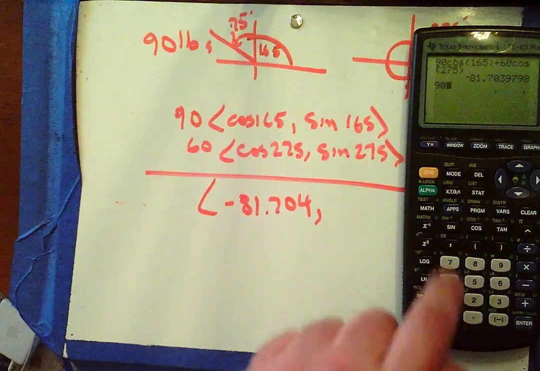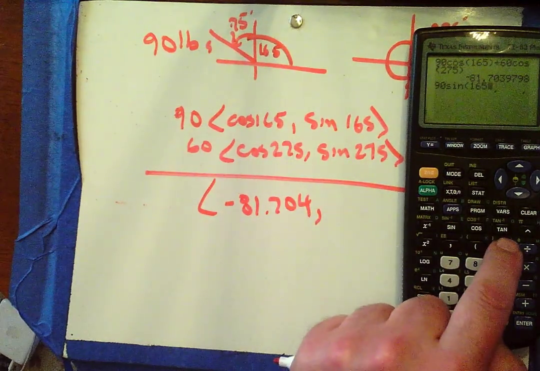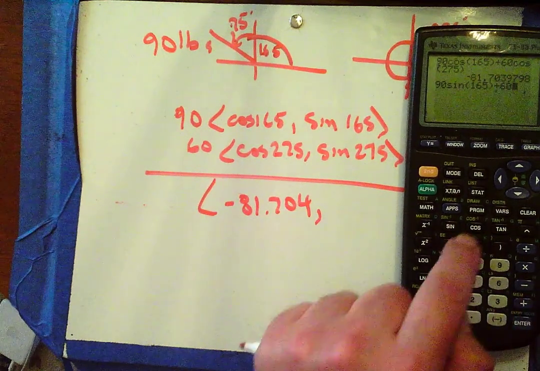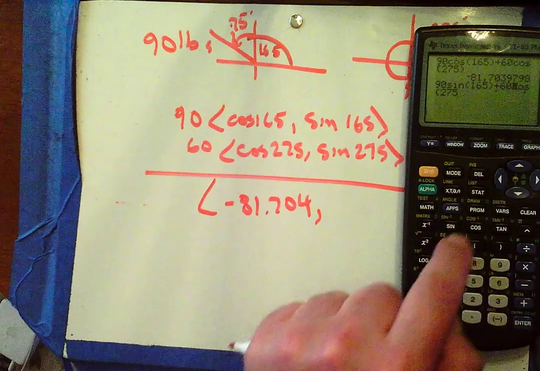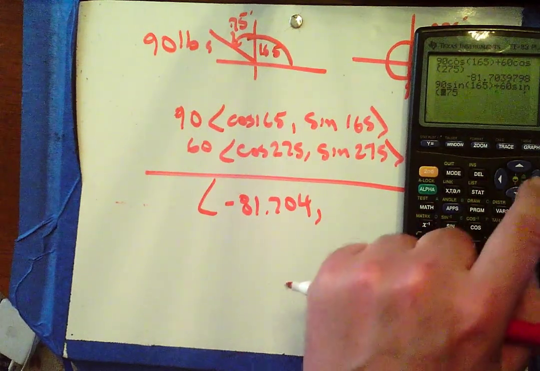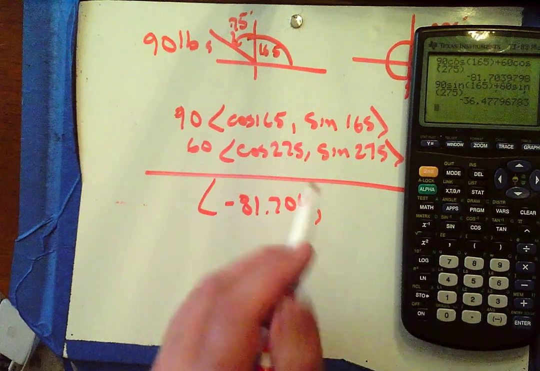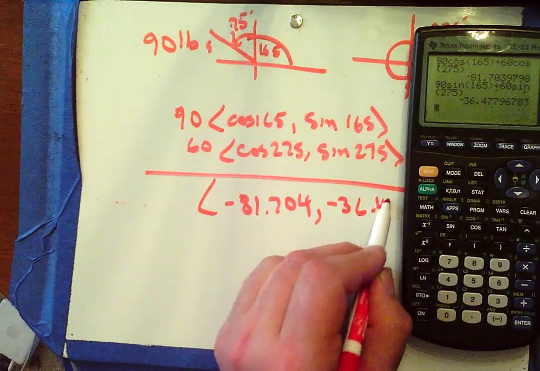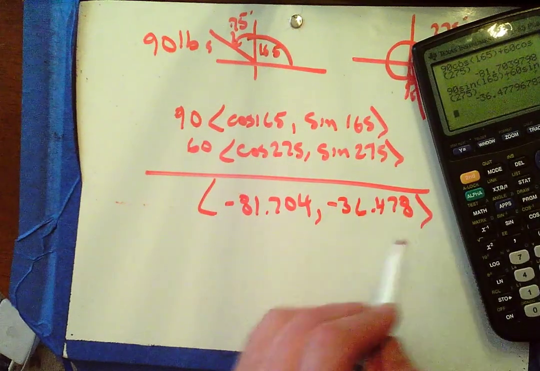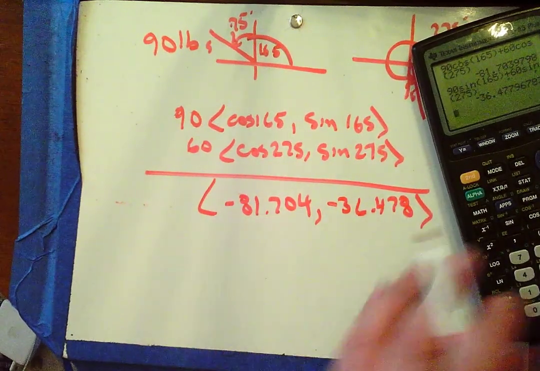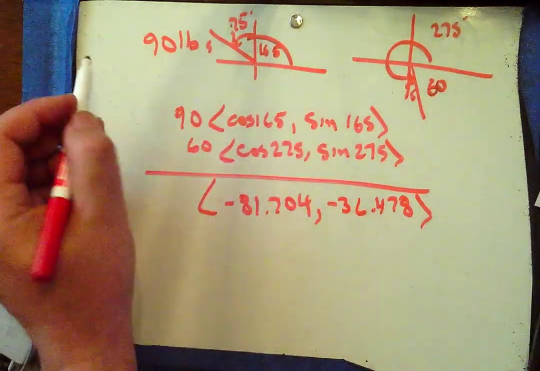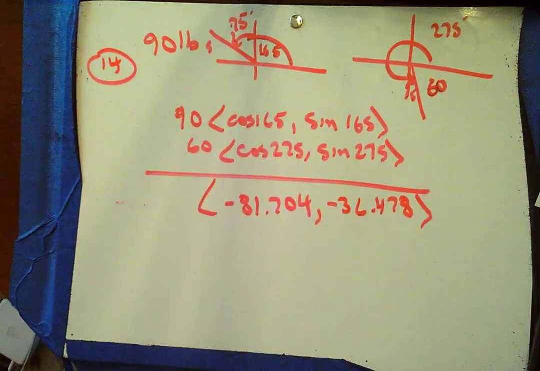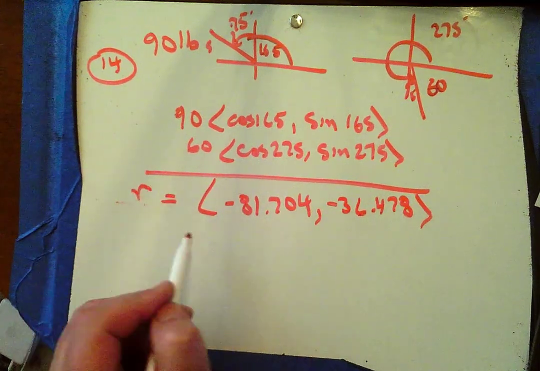Okay, now what about sine stuff? I'm going to do 90 sine of 165, close parentheses, plus 60 sine of 275. And here I get negative 36.478. Both of these are negative, so I know my resultant vector would be in third quadrant. And what am I looking for here in this problem? This is problem 14. Find the magnitude and direction angle of the resulting vector. Okay, so here's the resultant vector.